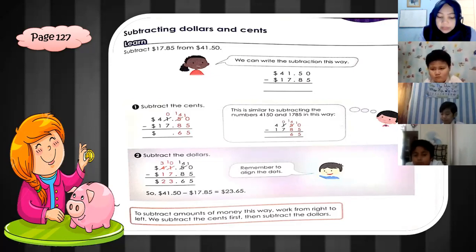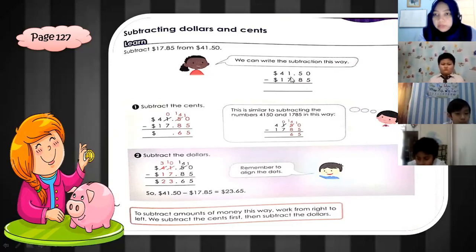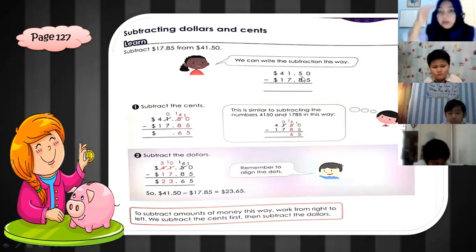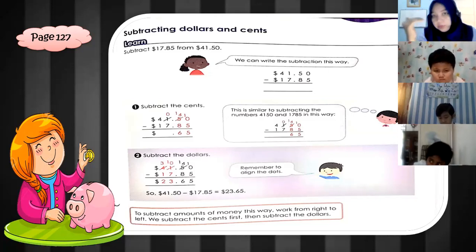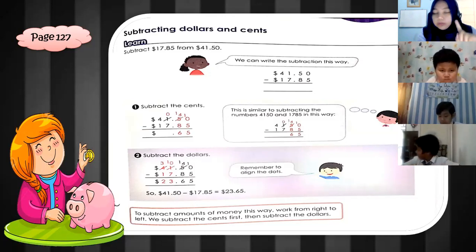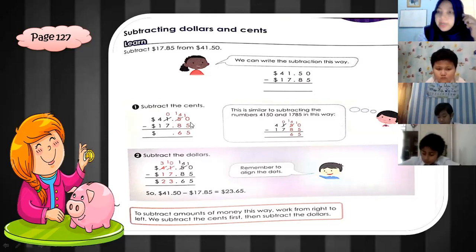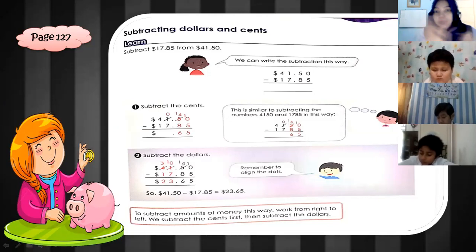Subtract $17.85 from $41.50. What you have to do is write the number like this. We will subtract downward. $41.50 as the bigger number goes on top, and $17.85 as the smaller number goes under it. With this method, you don't subtract the dollars first, but the cents first, starting from the right side.